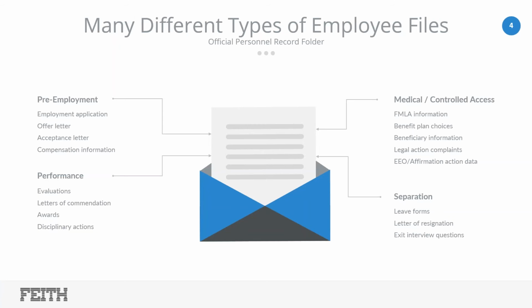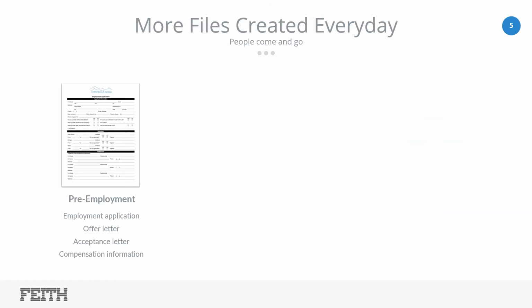There are a lot of different employee files, and they come from different stages throughout an employee's life cycle. We're talking from pre-employment, where there are applications and things like that, to performance reviews, to medical and controlled access, very highly regulated files, from beneficiary to medical information, and also, of course, separation. When an employee leaves, whether they're retiring or whatever, any documents generated from that process become vital records and important to the history of the organization, the records management piece of the organization. And we know that more employee files are created every day.